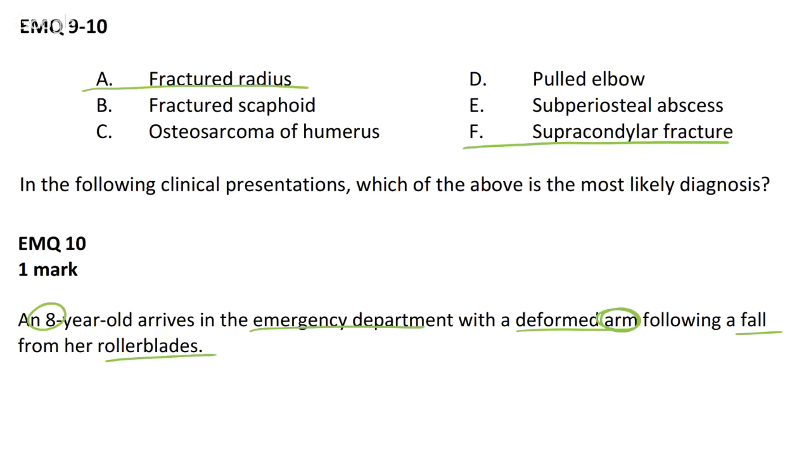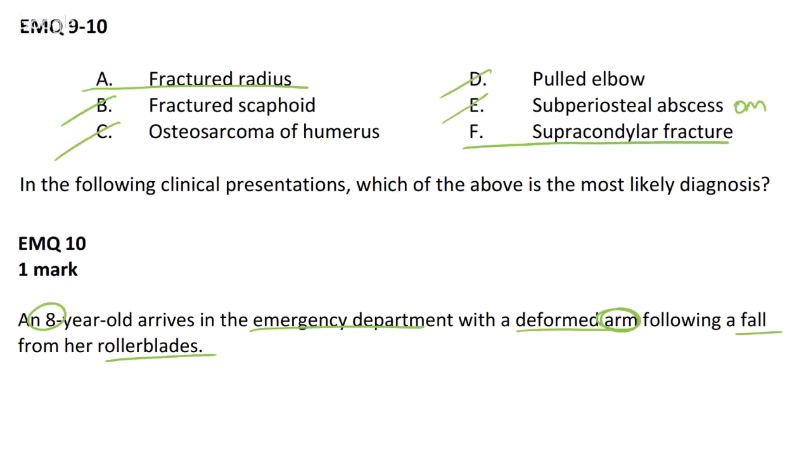Fracture radius. Do you think it could be a scaphoid? No. Do you think it could have osteosarcoma? No. A pulled elbow? Unlikely. Okay, I mean, it's an axial load rather than anything else. A subperiosteal abscess. What is that associated with? And what condition? Yes, osteomyelitis.